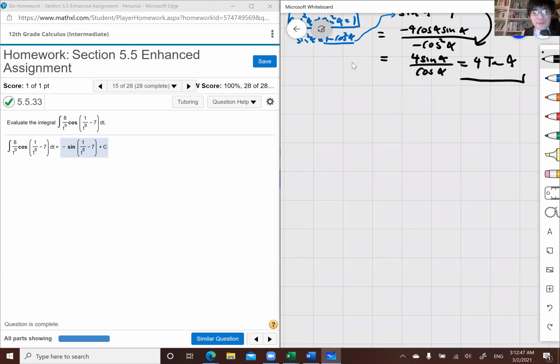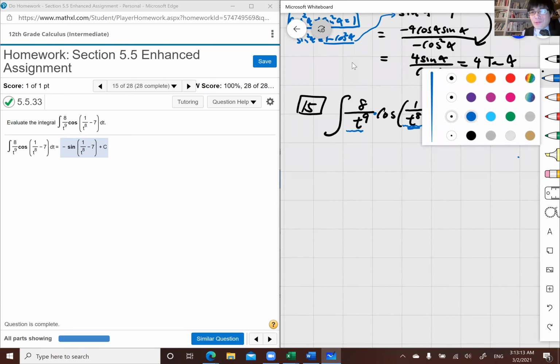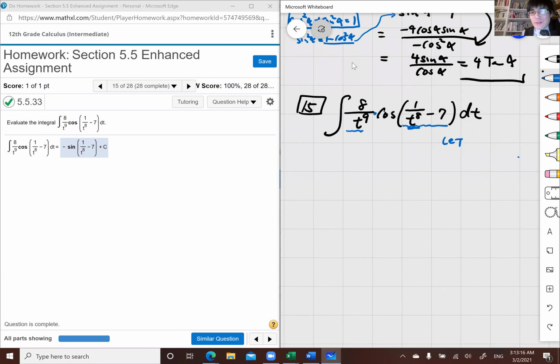Okay, number 15. Integrate 8 over t to the power of 9 times cosine of 1 over t to the power of 8 minus 7 dt. Notice the derivative of the inside is here. This is power of negative 8, and the derivative of this one is on the outside, multiplied. So how convenient. Let u equal 1 over t to the power of 8 minus 7.